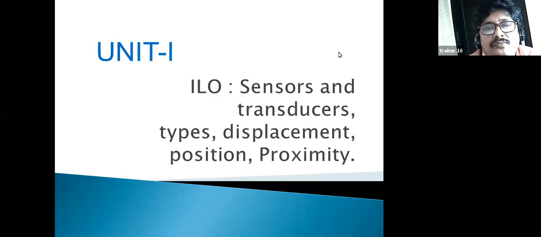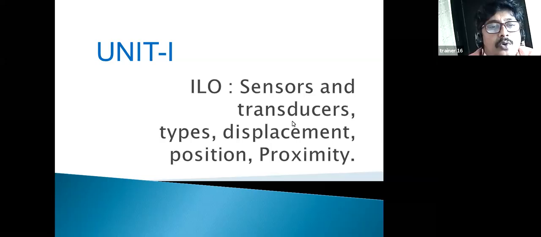Today, we'll discuss the topics of sensors and transducers types, displacement, position, proximity. Right. And before that, we will discuss previous topic summaries. Last class, we discussed control systems, classification of control systems, open loop and closed loop system.